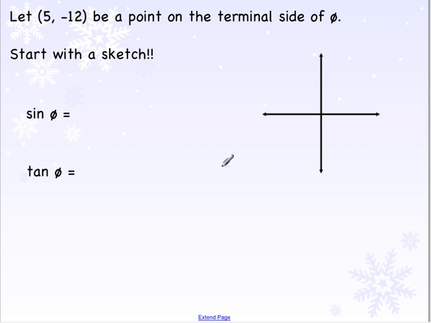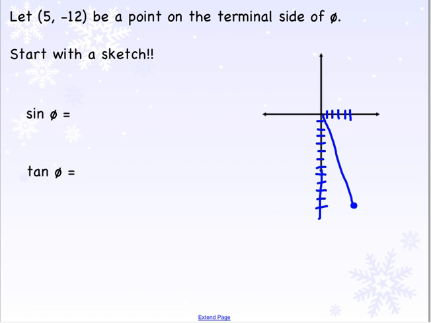So in this problem, they're giving you a point, 5, negative 12, and they're telling you that that point is on the terminal side of theta. So 1, 2, 3, 4, 5. Okay, so 5, negative 12 would be right there. It is on the terminal side, meaning, if I drew this in standard position, it would be that angle all the way there. But we're going to make a triangle out of it.